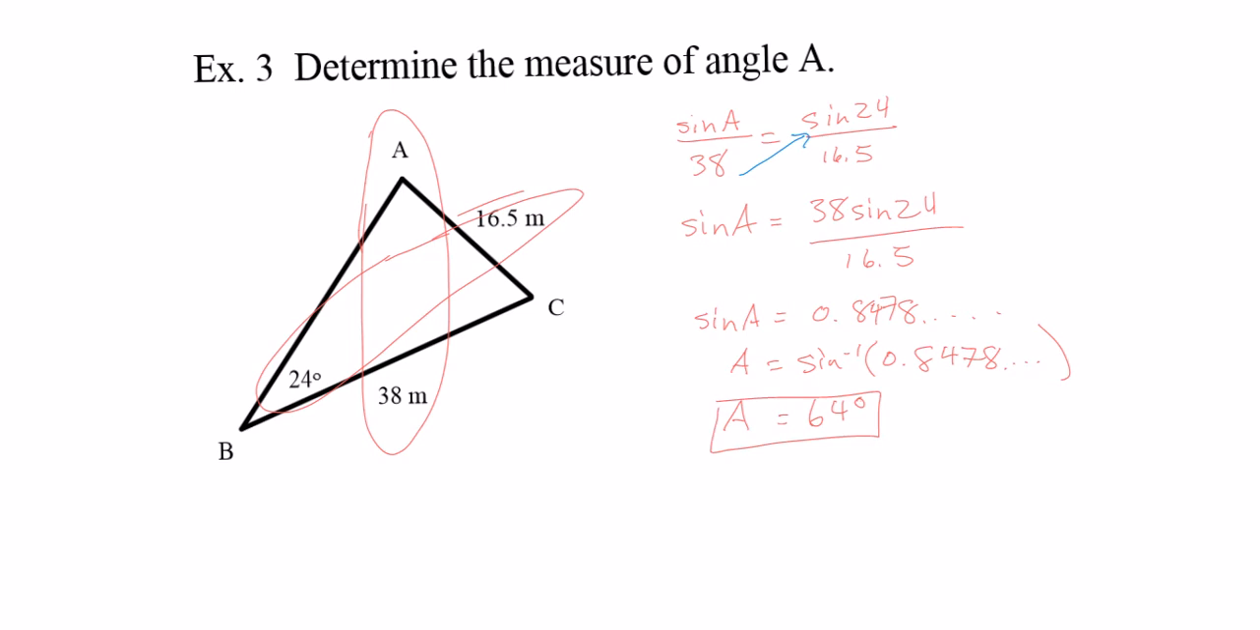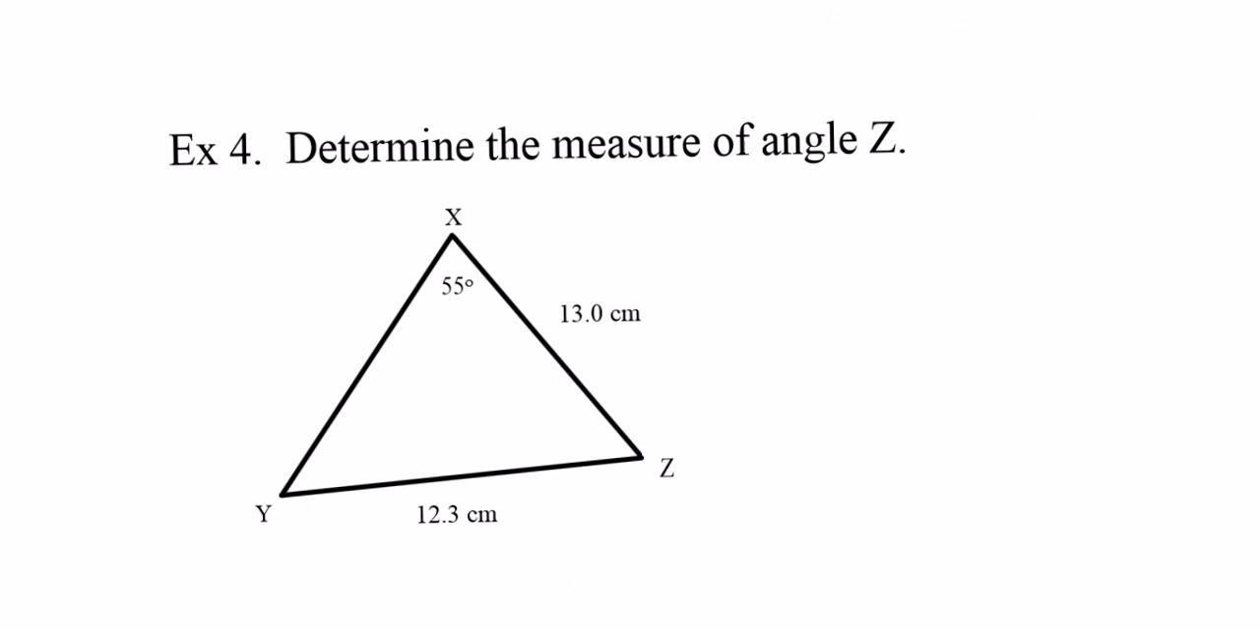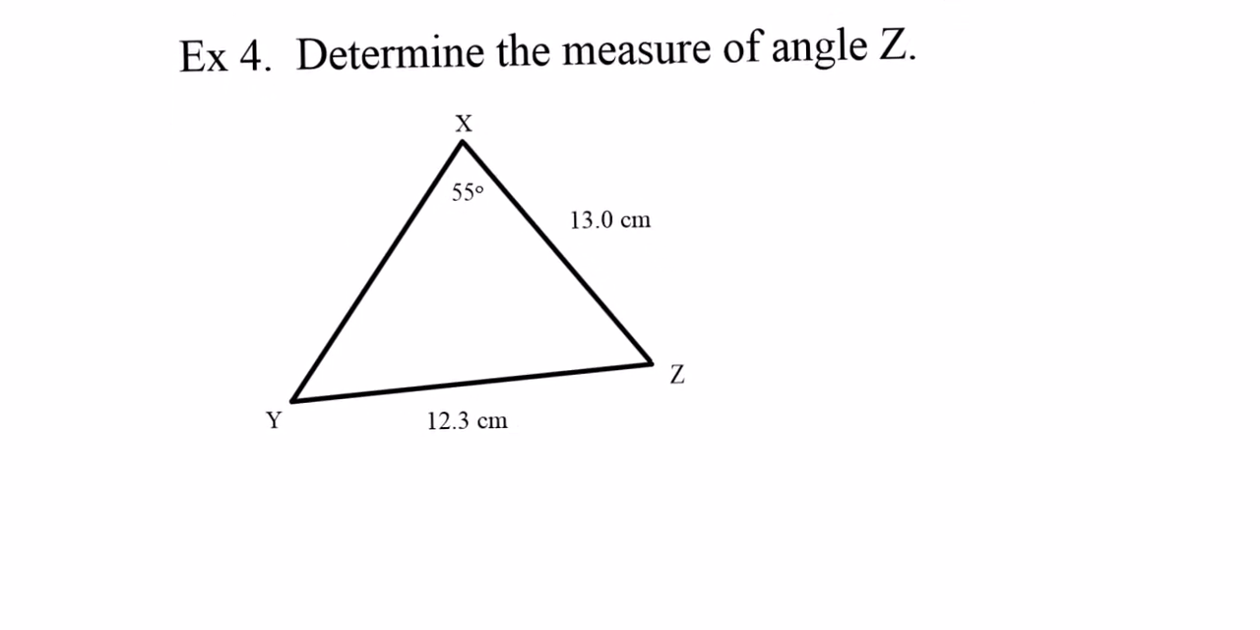And now for our final problem of the day. Determine the measure of angle Z. Yes, we are in Canada. We say Z, not Z. So the first thing we have to do is find our matching angles and sides. So these two are the sine sausage for X.